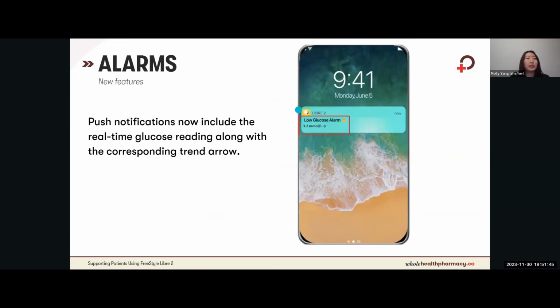Another update as well is that in the alarms that patients can set up, these are optional alarms, they can show up on their phone screen, and now it doesn't just say low glucose, it also includes the value, and it includes the corresponding trend arrow.